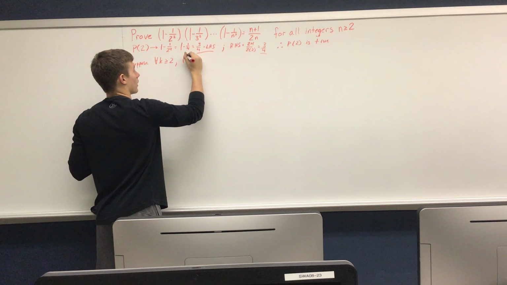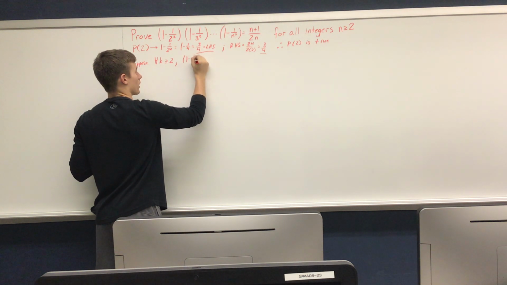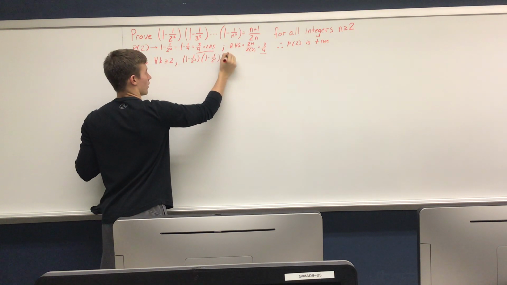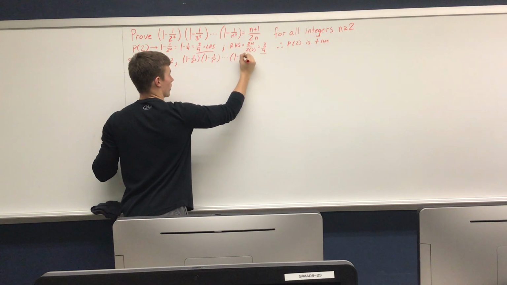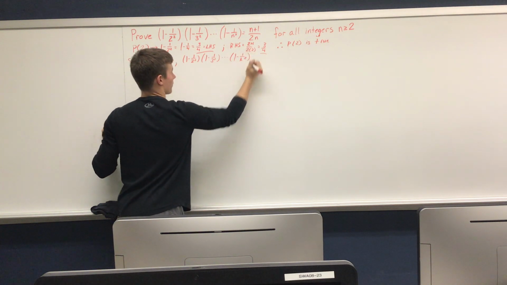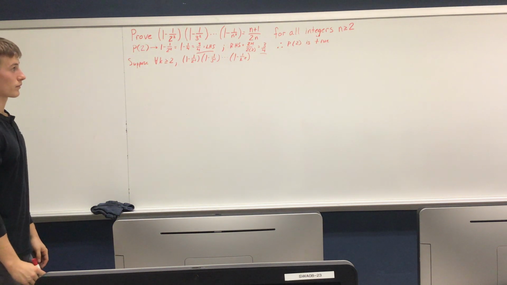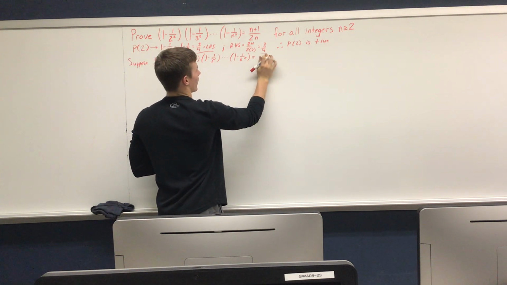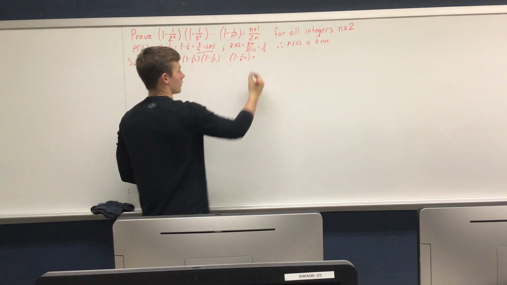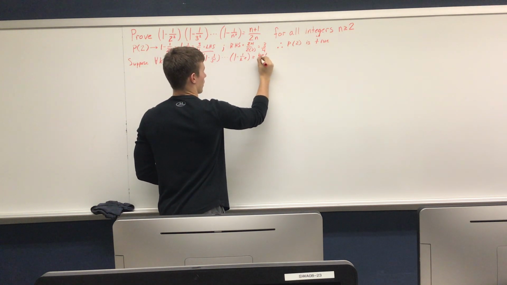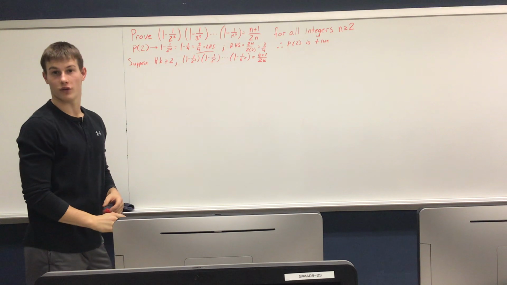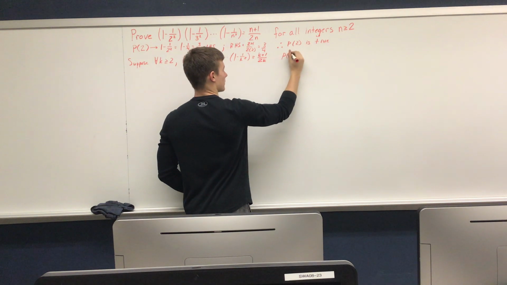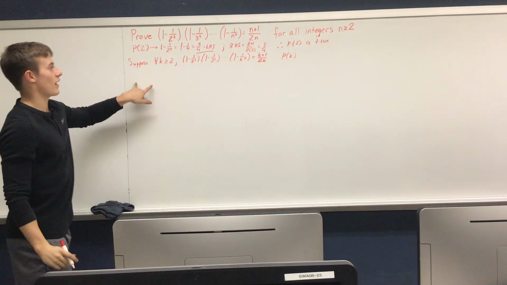For all k, (1 − 1/2²)(1 − 1/3²) all the way to (1 − 1/k²). And then we also have to substitute k in for our right-hand side, which gets us (k + 1)/(2k). And then we can call this sequence in this term P(k). So now we have our substitution.